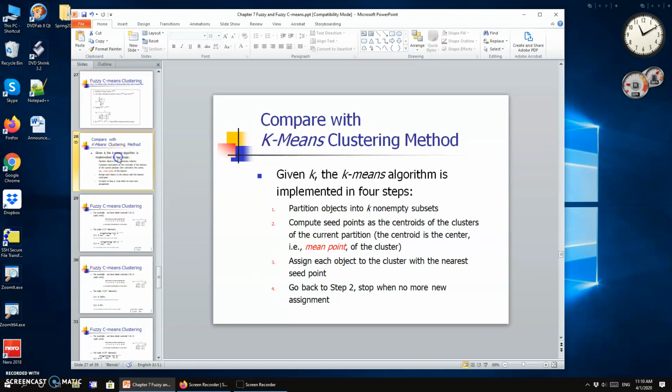So if it is stable, then we don't need to continue the modification. Compare with the k-means clustering, it's almost the same idea. And you can compare this pseudocode with the fuzzy k-means clustering.